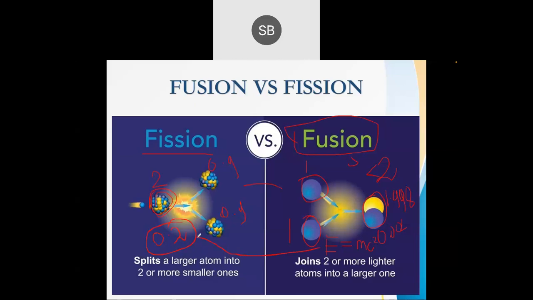Consider each has a mass of 0.9. So whenever we apply the mass conservation formula, you will see that 0.2 AMU of mass has been lost. This mass has been converted into energy. Again, you can use Einstein's energy equation to calculate the energy generated. So that's how fission and fusion work.